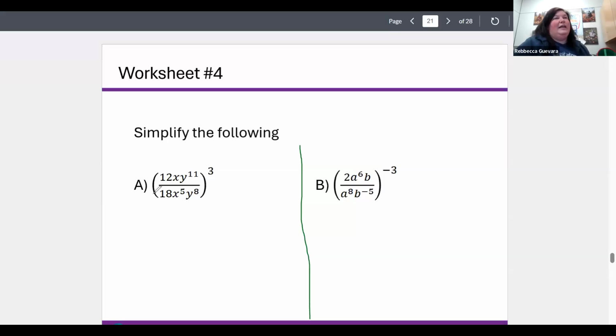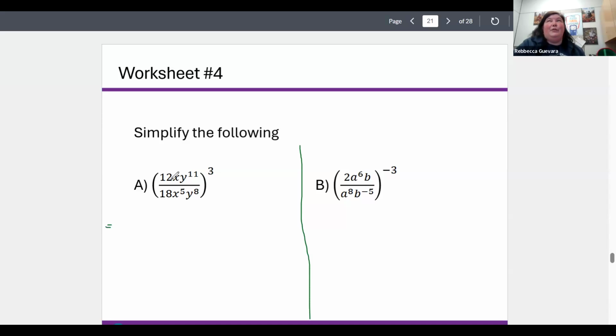All right, so we have 12 over 18, and again, we have 12 x y to the 11, 18 x to the 5, y to the 8th, all raised to the power of 3. So I can distribute the 3 across first, or I can simplify everything in the parentheses first. It's not going to matter. To make it easier to deal with all the numbers, I'm going to simplify everything in the parentheses first, then distribute this 3 across.